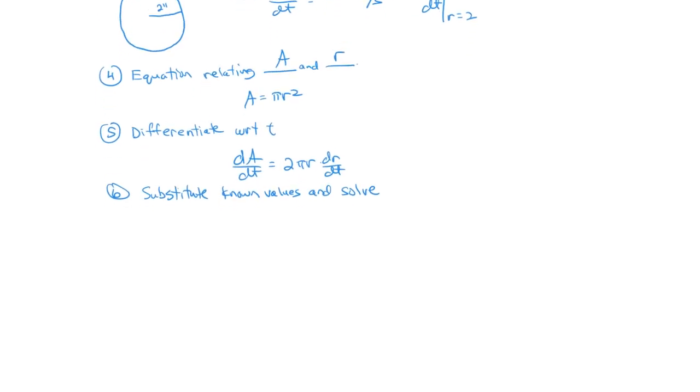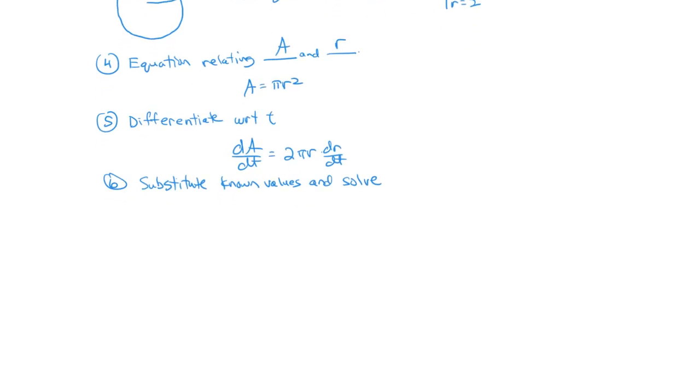Okay, so once we do that, what we'll get is 16 pi equals 2 pi times 2 dr/dt. So you get 16 pi equals 4 pi dr/dt. So of course we divide both sides by 4 pi.